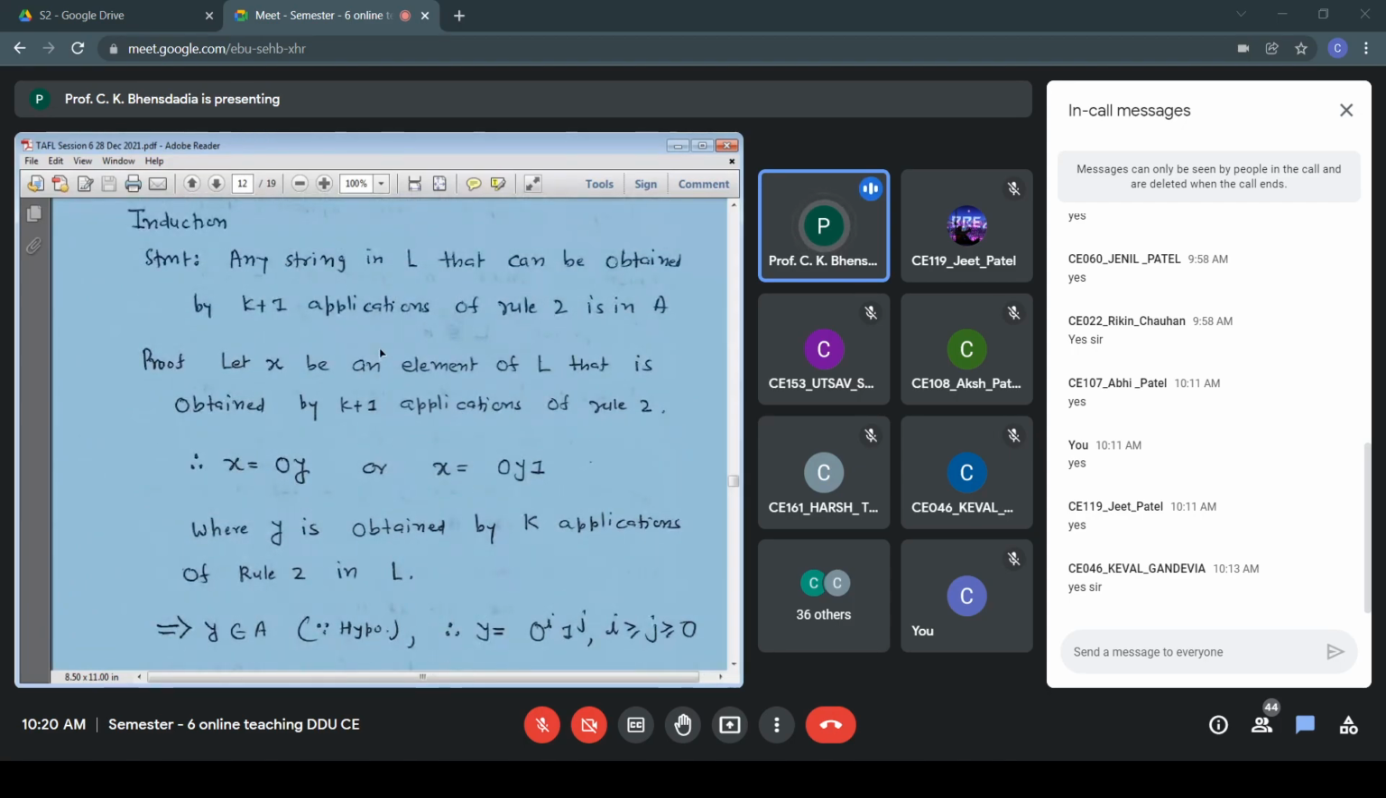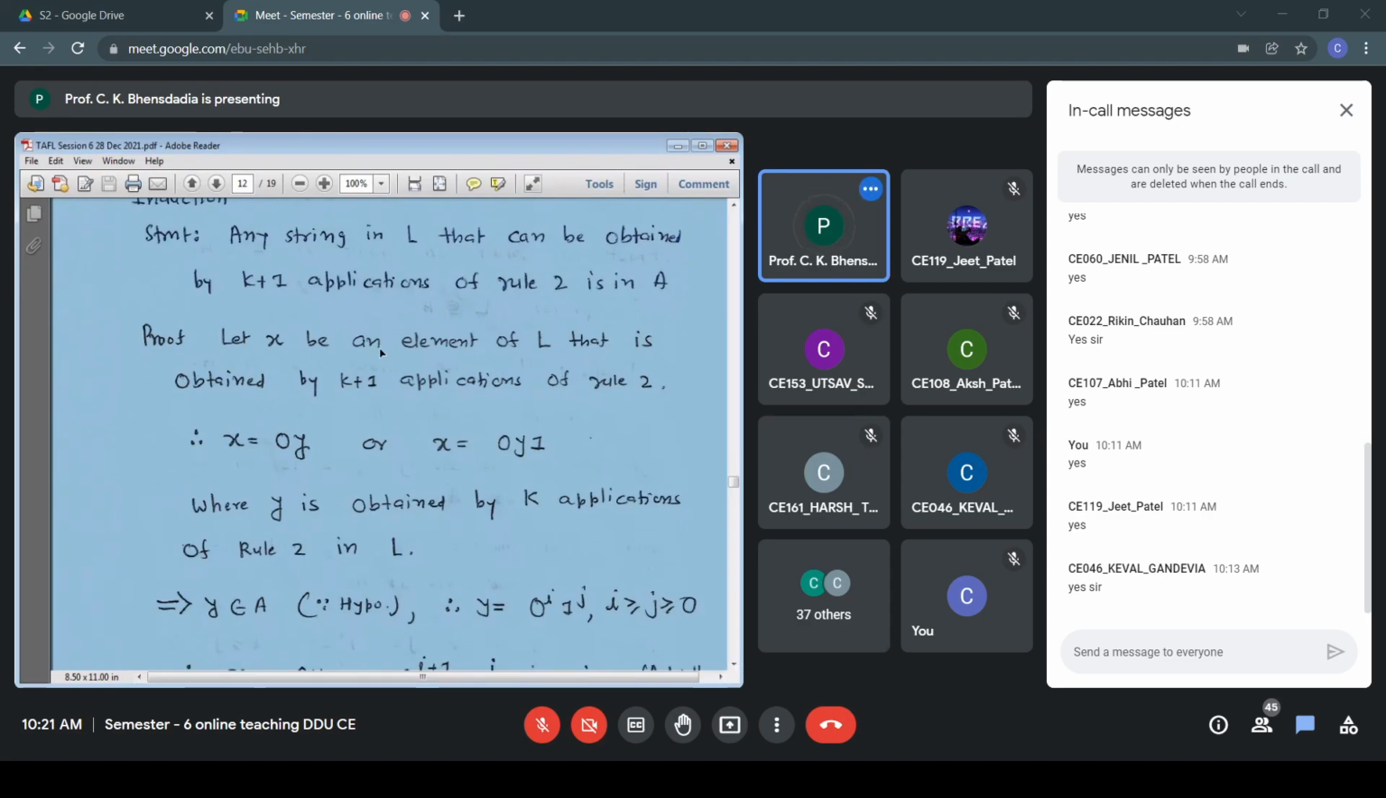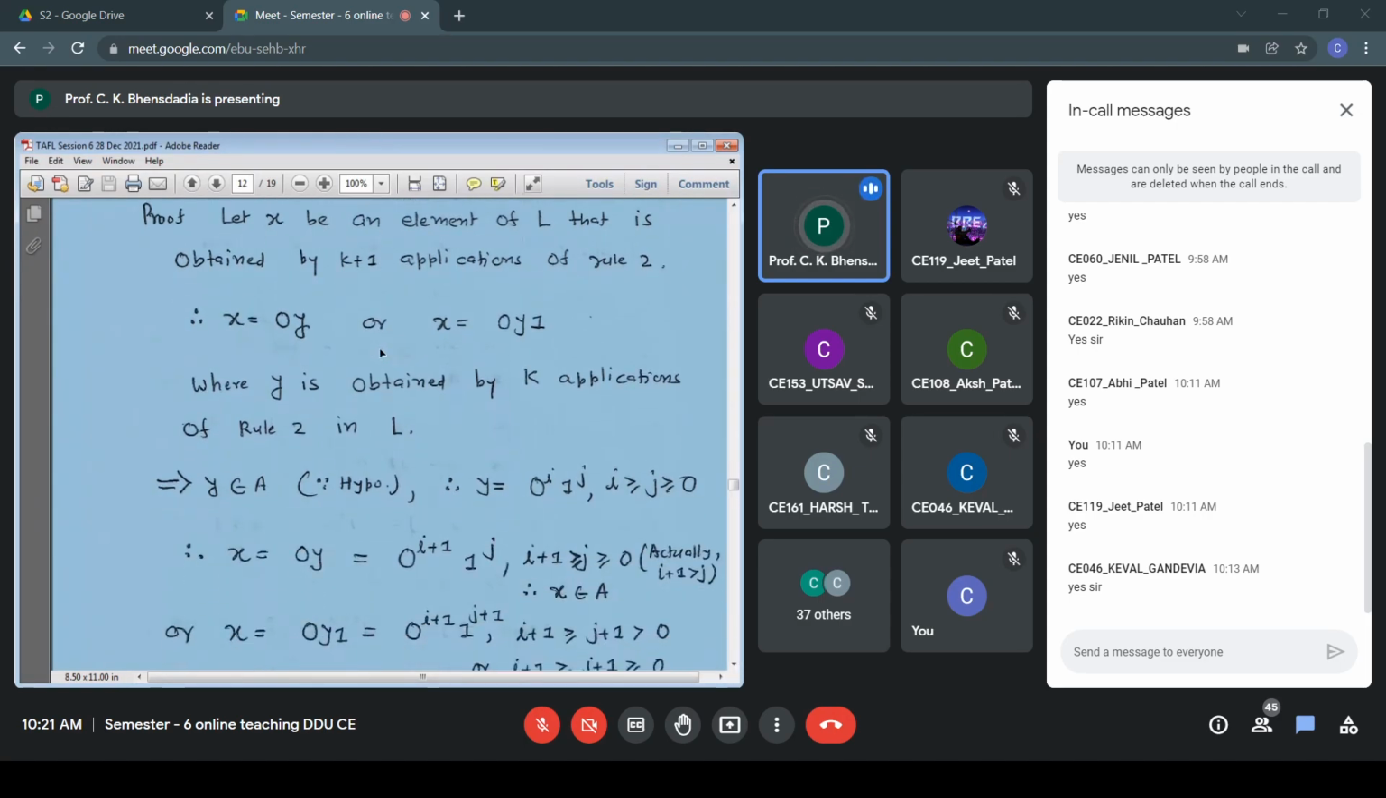Any string in L that can be obtained by k plus 1 applications of rule 2 is in A. That was our x in L obtained by k plus 1 applications of rule 2, where y is obtained by k applications of rule 2. We have shown that y belongs to A, and once y belongs to A, my x, which is 0y or 0y1, also belongs to A. That completes the proof. Any doubt?